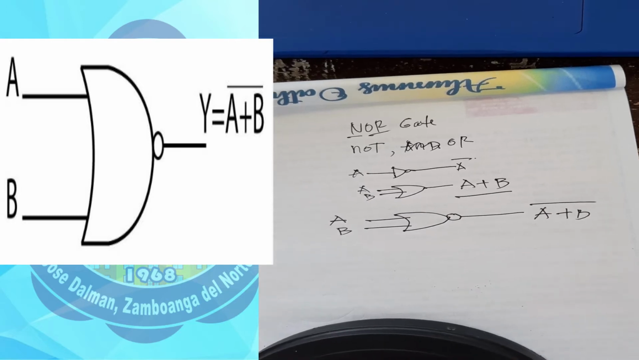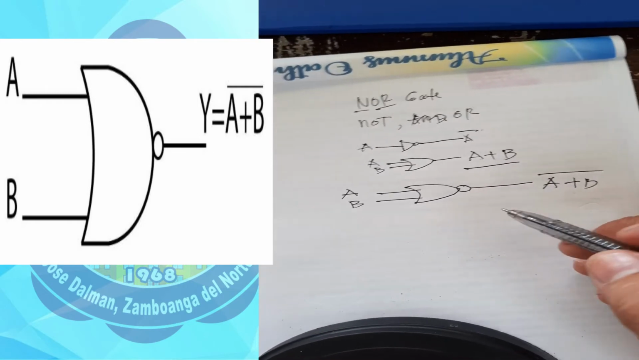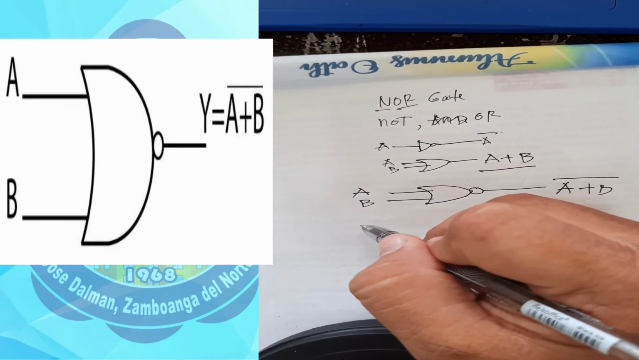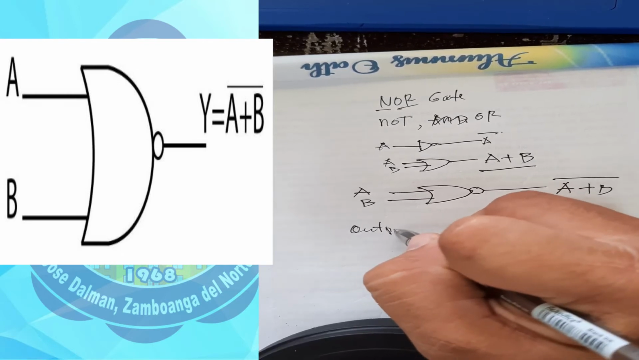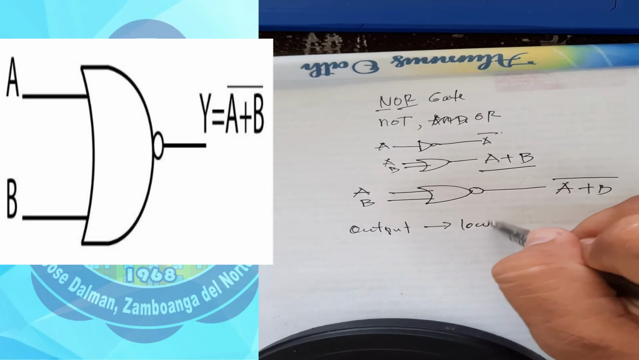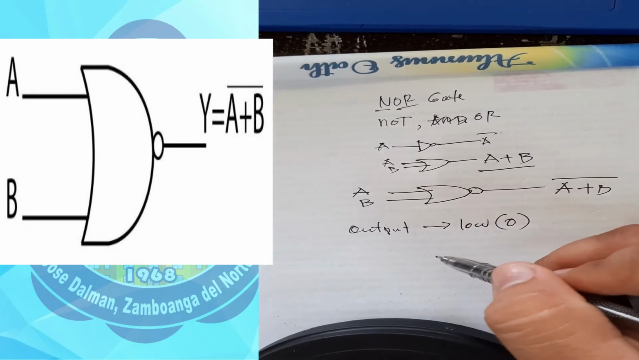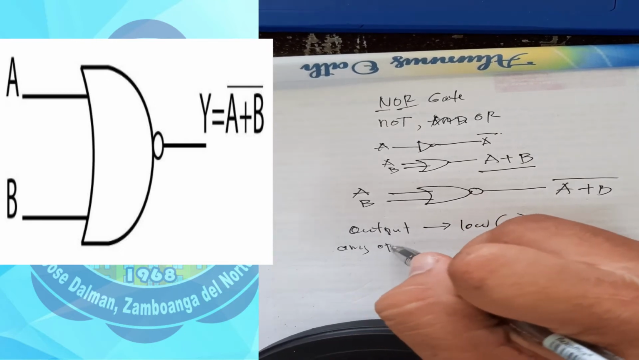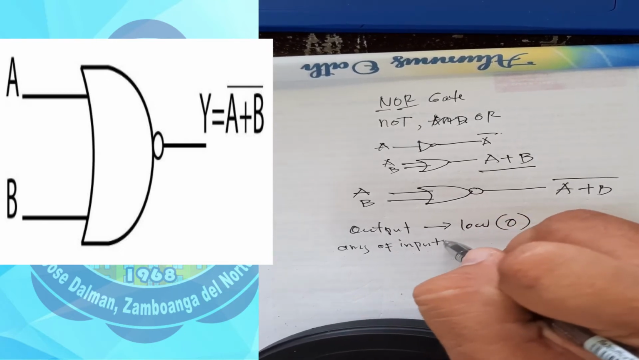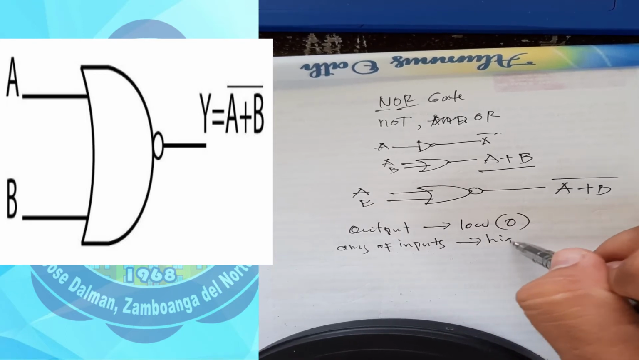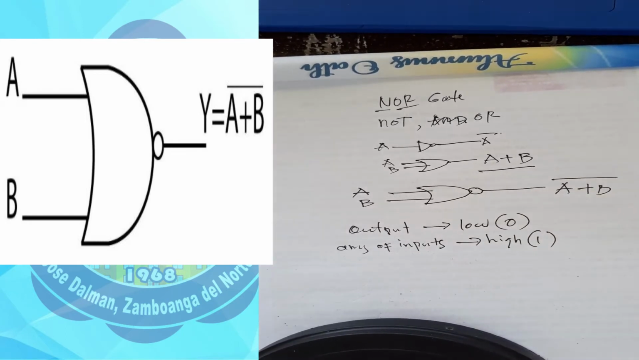Okay, anong sabi ni NOR gate? Iba na naman kay NOR gate. The output is low or 0 if any of the inputs is high or logic 1.